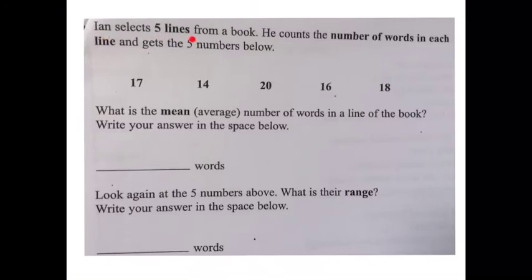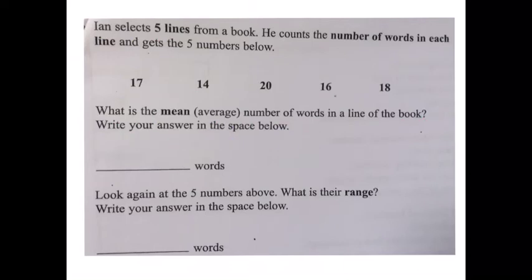Ian selects 5 lines from a book. He counts the number of words in each line and he gets 5 numbers below: 17, 14, 20, 16 and 18. What is the average number of words in a line of the book? Write your answer in the space below.